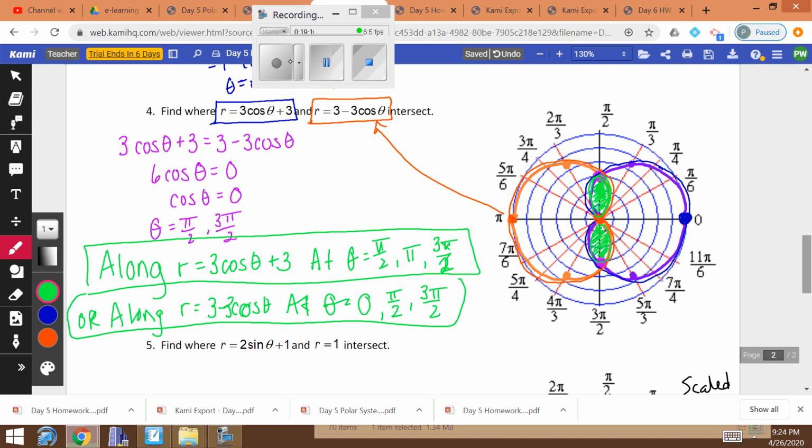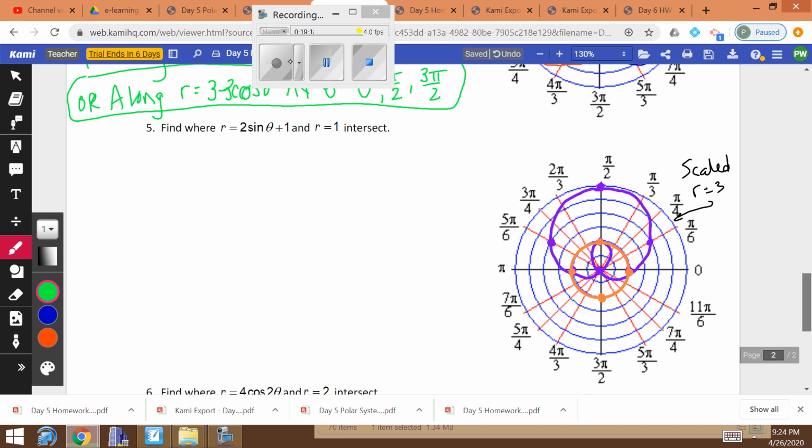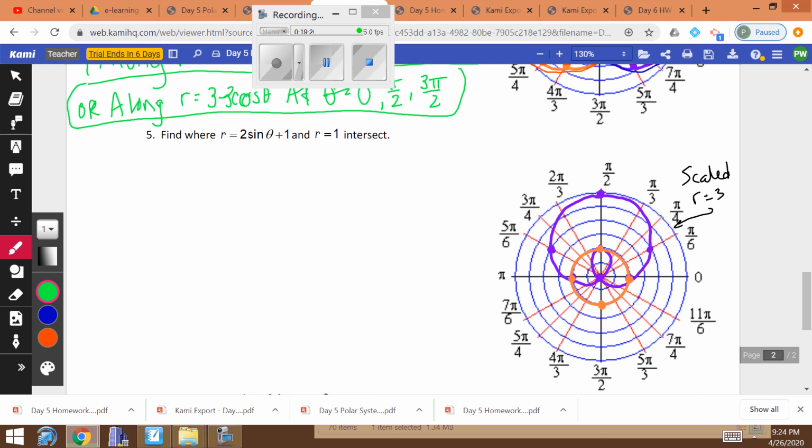All right, let's try another one. If I look at number 5 here, this is going to be another one that's, again, a little bit different to think through. You can see along the way here that there are 1, 2, 3 points of intersection that we're looking for.